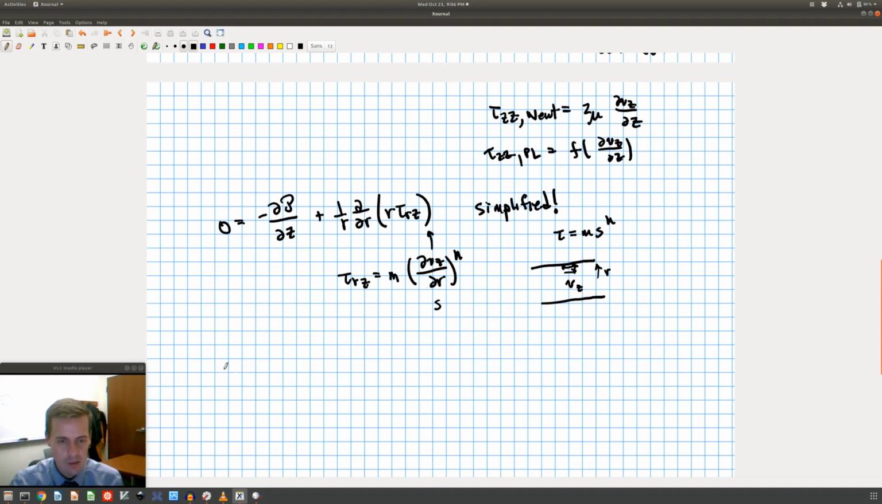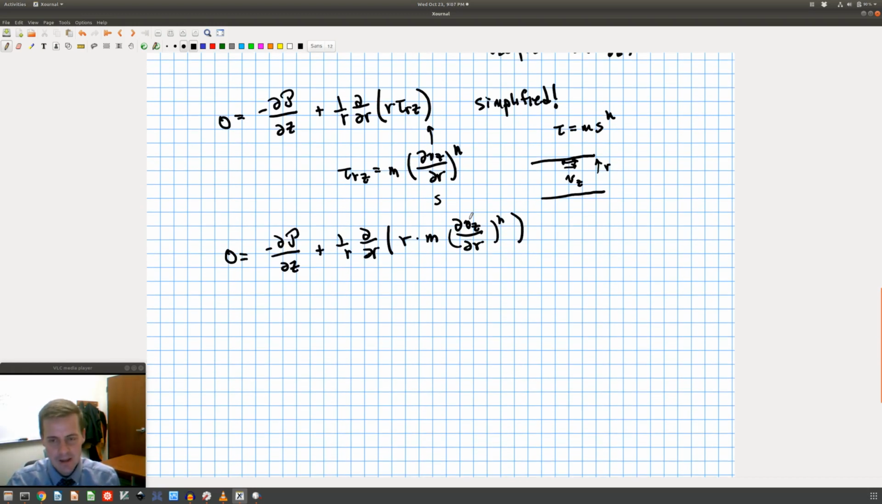So I can now just take that and plug it in there. So I get 0 equals minus d curly p dz plus 1 over r d dr of r multiplied by m dvz dr to the n power, with a big brace around it. All right, and now I have everything in terms of p and vz, and I need my boundary conditions, which are the same as the ones for Poiseuille flow: vz at r equals R is 0, that's no slip, and vz has to be bounded at r equals 0, so it can't be infinite. So now we can solve the same thing that we did before. Now it's just math from here on out.